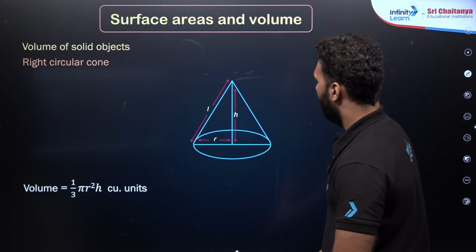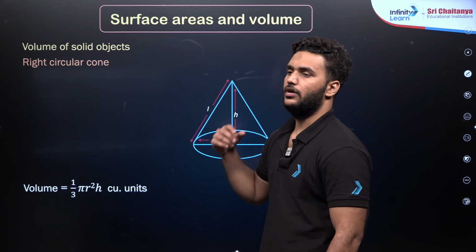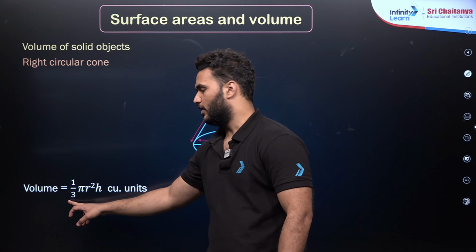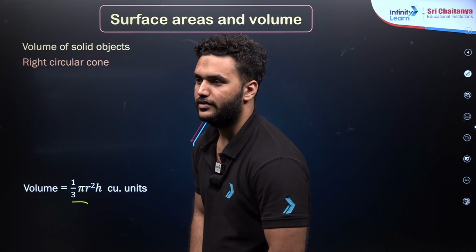Now, in the case of a right circular cone, the volume of a right circular cone is 1 upon 3. Okay, sir, please explain.